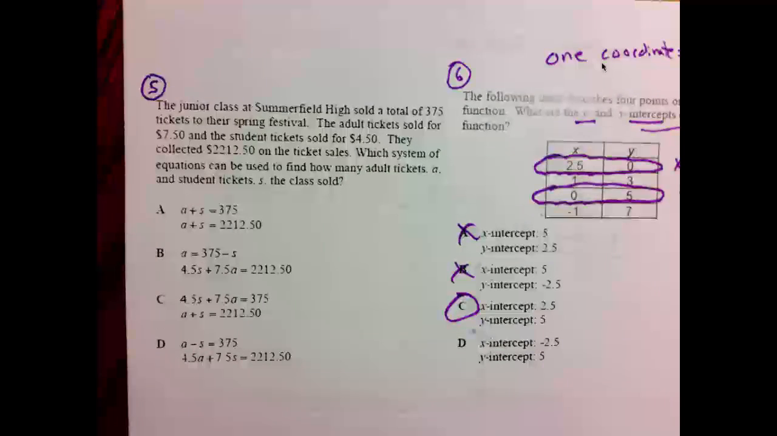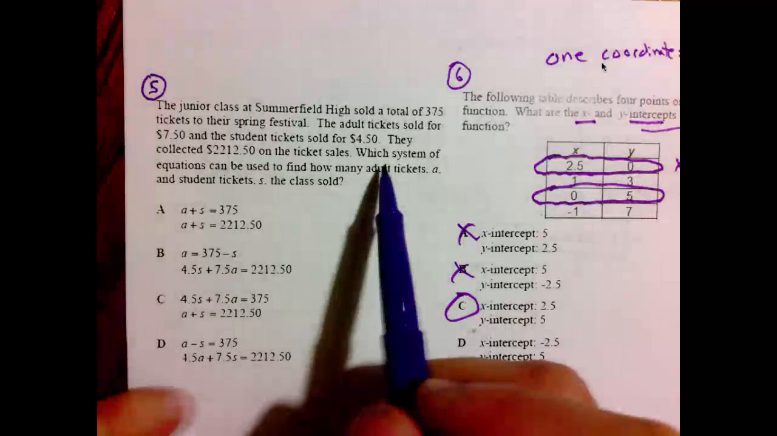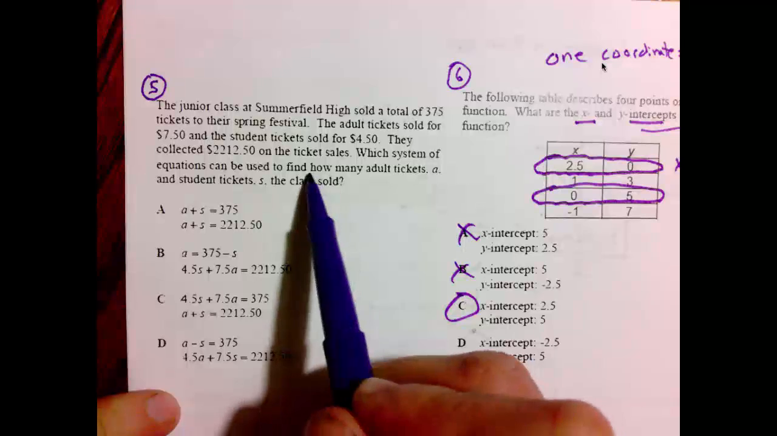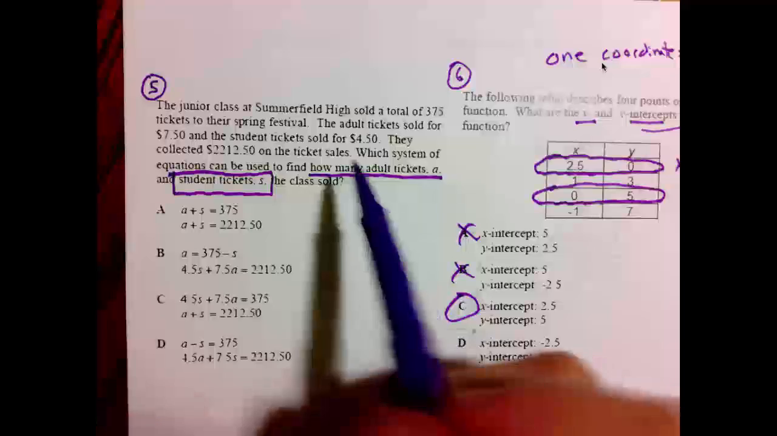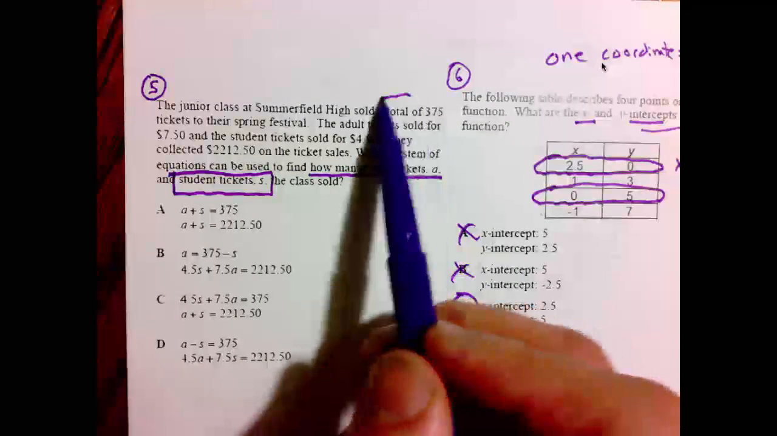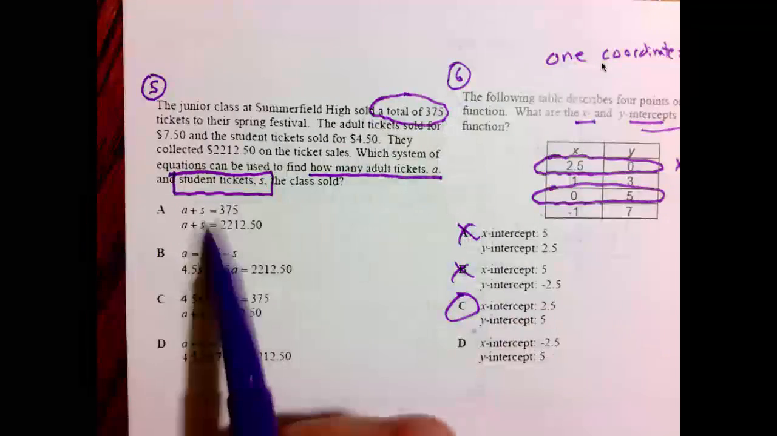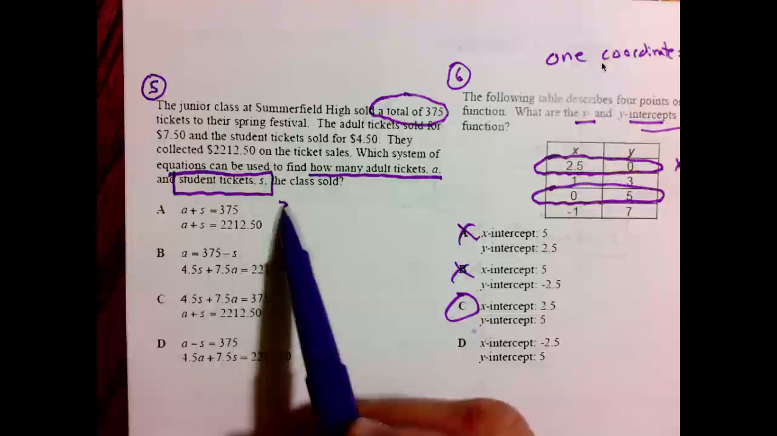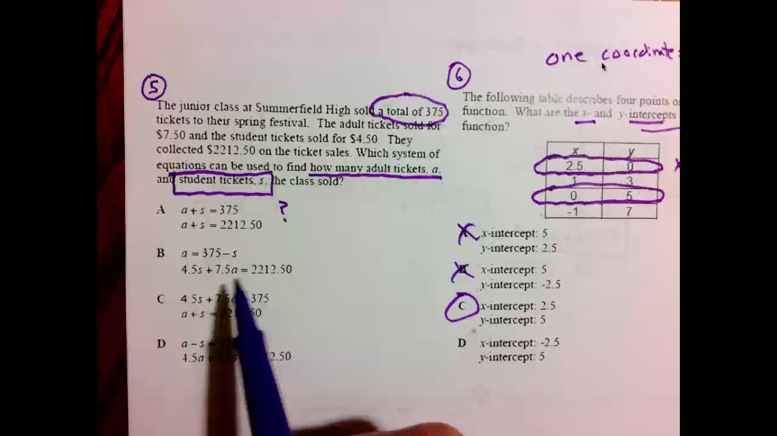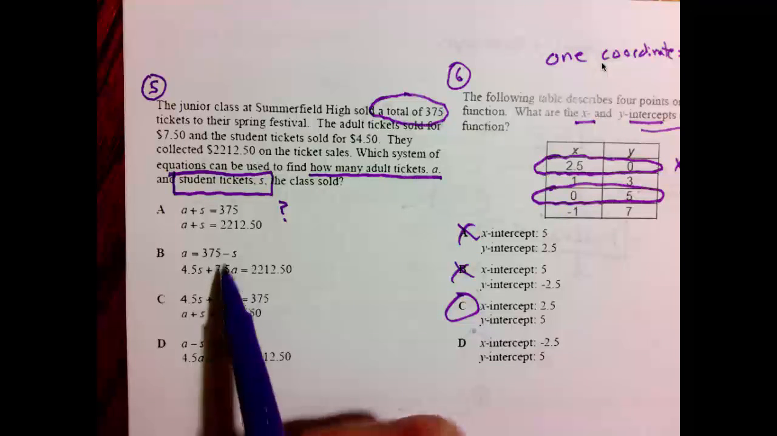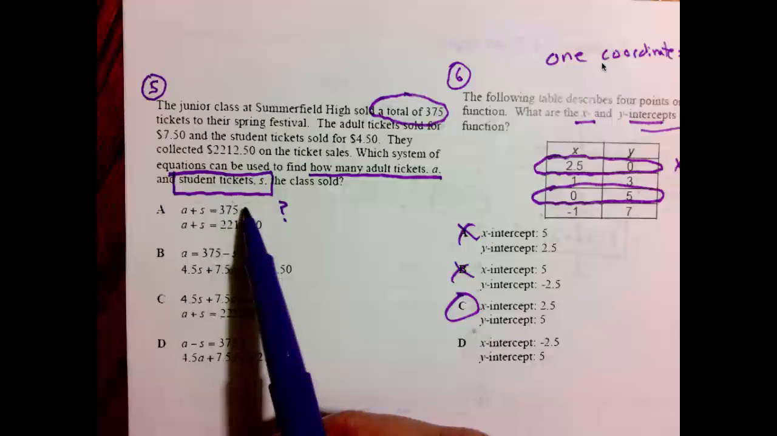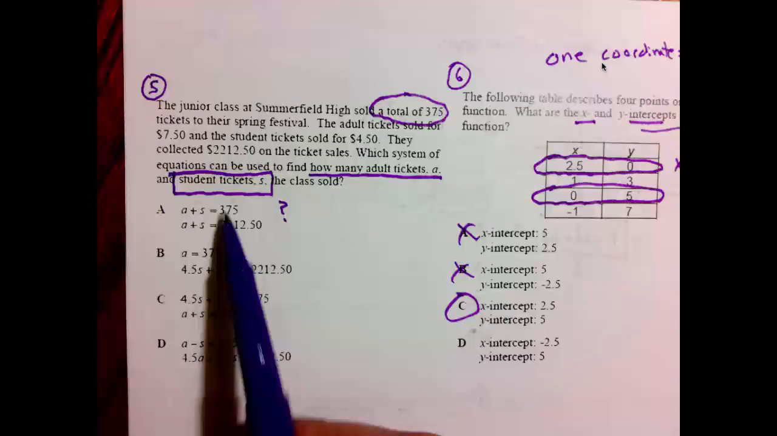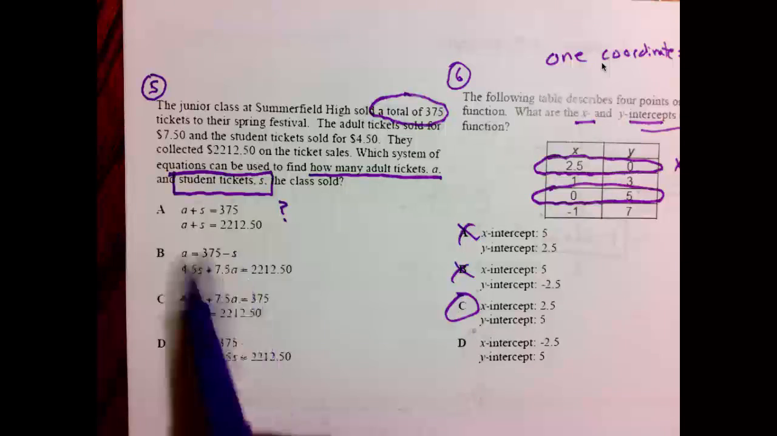All right. Backing it down and looking at number 5. Which system of equations can find how many adult tickets A and how many student tickets S? Says the total number of tickets was 375. We want to sum them to 375. Possible. This one looks a little different, but it is the same thing. If we solve for A, it would be subtracting S on both sides. If they sum to 375, then 375 minus one of them would give the other one.